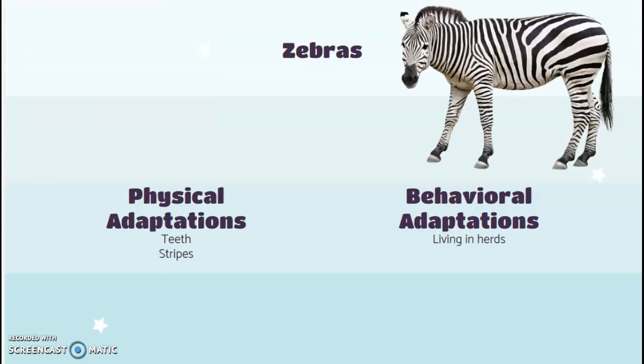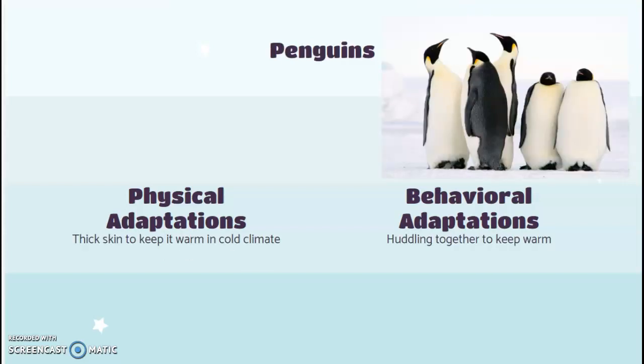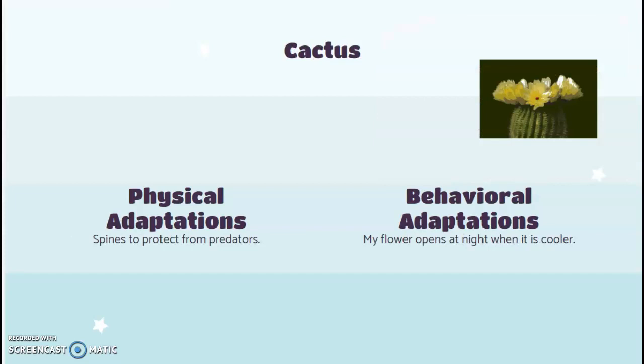For zebras, physical are their teeth, their stripes, and behavioral are living in herds. That is a behavioral adaptation. It helps them survive, so not wandering around on their own. Penguins. Physical adaptations, thick skin to keep warm in a cold climate. Behavioral, huddling together to keep warm. So a cactus. Physical is spines to protect from predators, and behavioral, the flowers open at night when it is cooler, so that way they don't wilt.